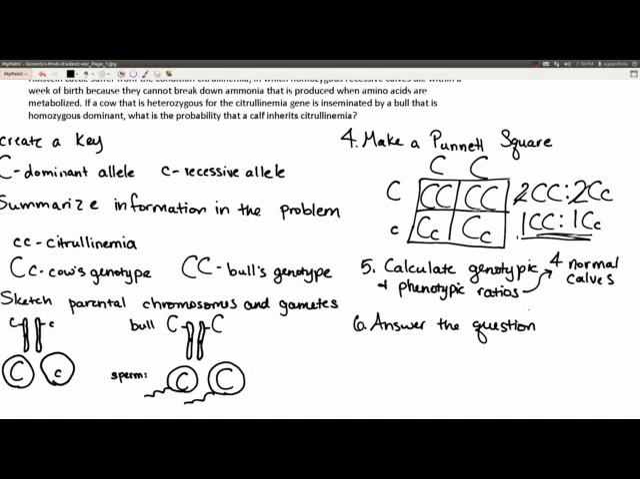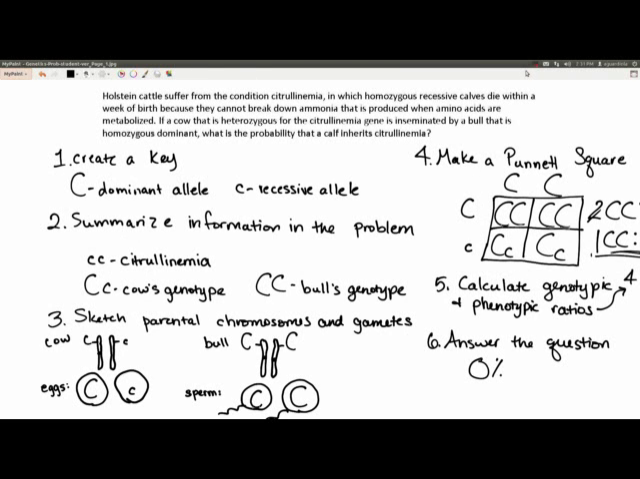All right, and our last step then is to actually answer the question. If you look back here, our question asks, what is the probability that a calf inherits citrullinemia? Well, we have 4 normal calves, so none of them will inherit citrullinemia. It asks for a probability, so we can give that as a percent. There is a 0% chance that any of the calves will inherit citrullinemia.